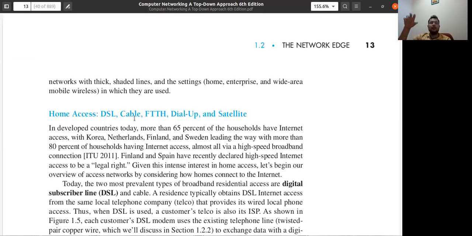Your telephone exchange is a part of that network core, but you require some sort of technology which will allow you to transmit your data or retrieve data from the telephonic exchange over the same existing wire.